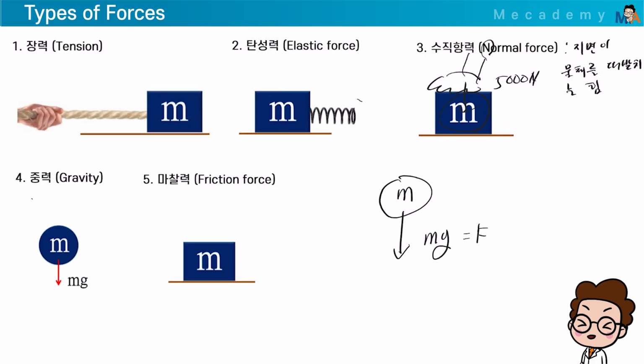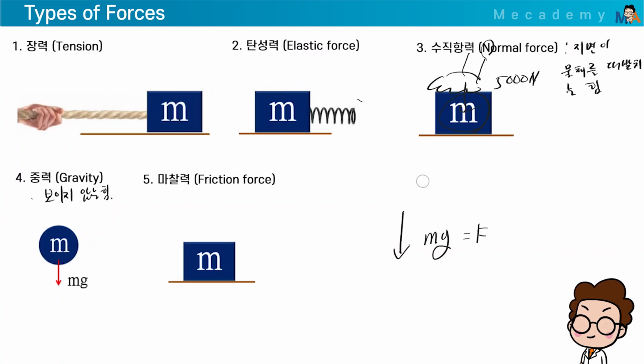Understood? So later when we draw free body diagrams, what's particularly important is that gravity is not visible. It's an invisible force. Gravity is an invisible force that you must always account for. So whenever you see an object, your first thought should be to identify the gravitational force acting on it.